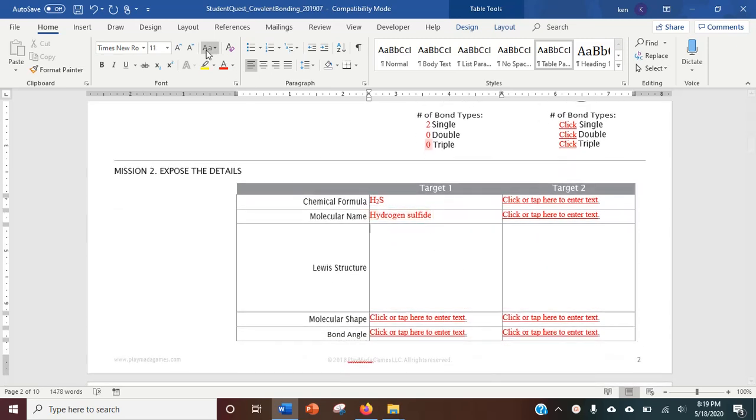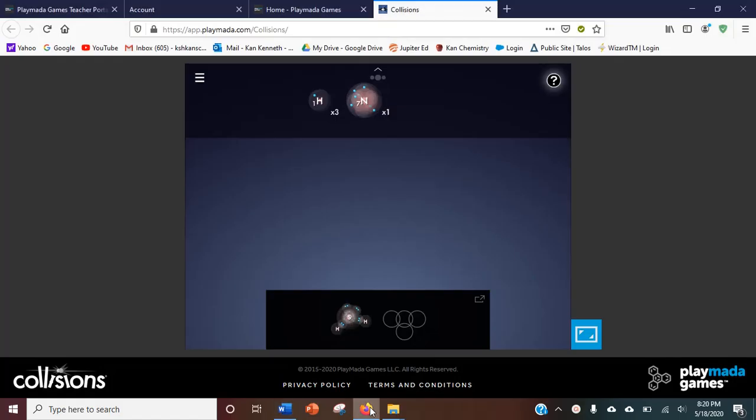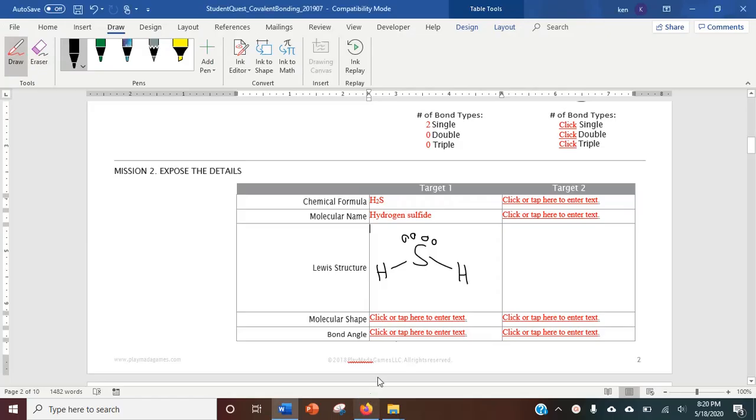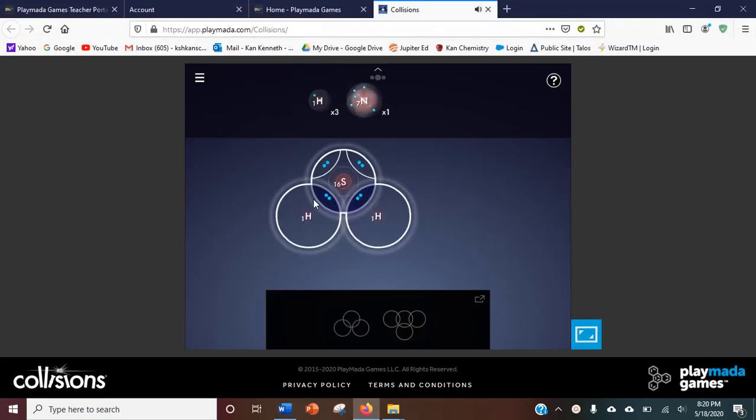To draw the Lewis dot structure, click Draw on your Word document, click one of the markers, and you can start drawing. Now for the lone pairs, the sulfur has 2 lone pairs. You look at it: 1, 2. You can always drag it back up if you want to look at it again. So it's 2 lone pairs.